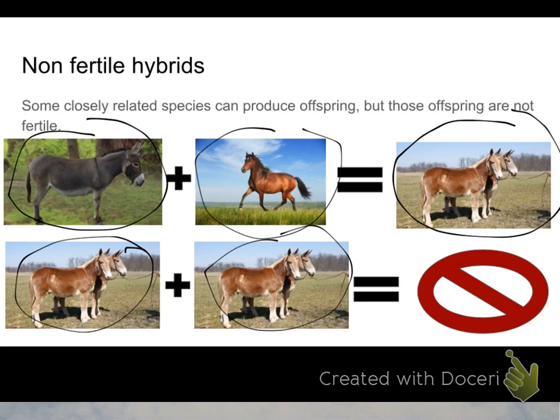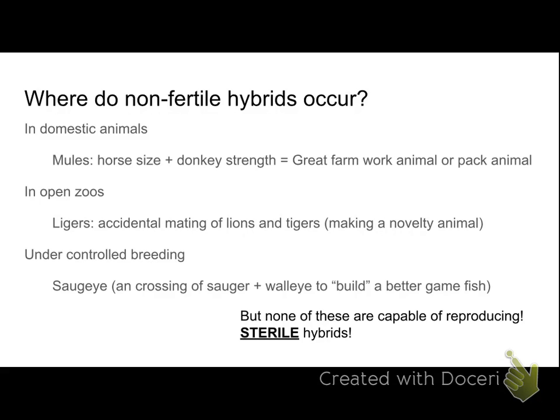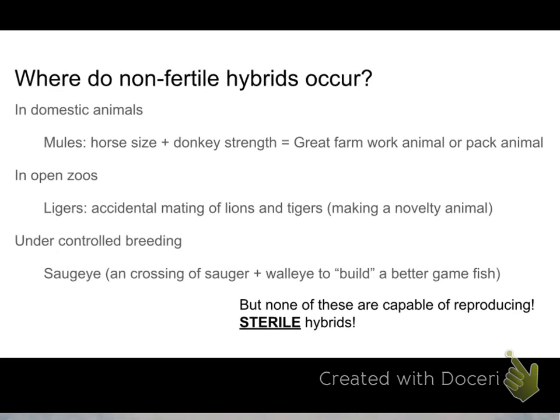So, okay. When we take two animals that are not in the same species, or two organisms that aren't in the same species, if they're able to produce offspring, those offspring aren't fertile. And there are some places where we intentionally produce non-fertile offspring. Where do we get these non-fertile hybrids? So mules are the big one.